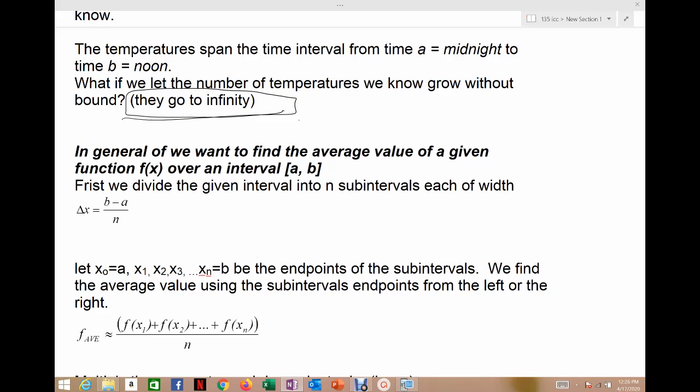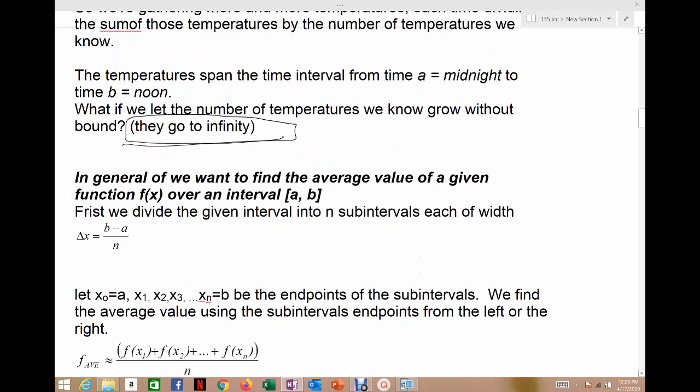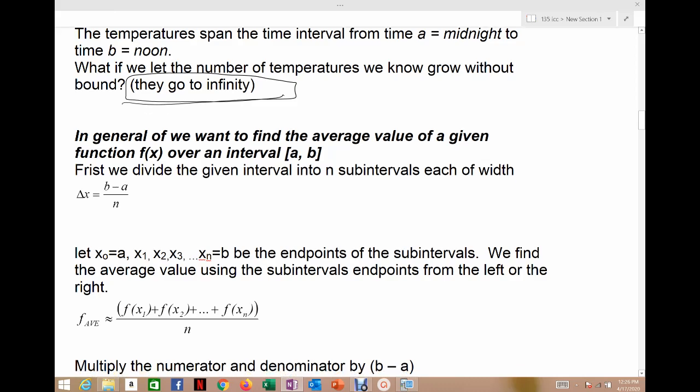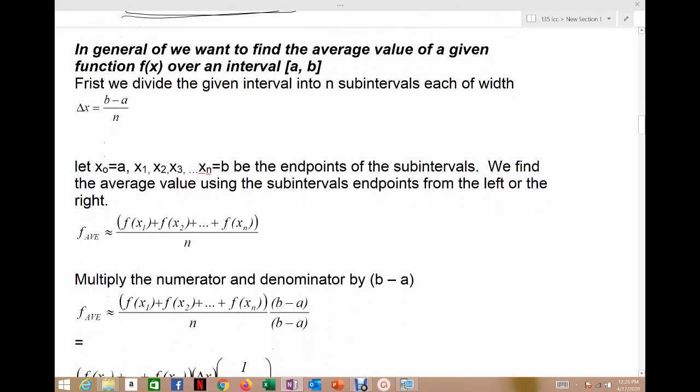All right, that's what we're looking at, a special type of limit when we do that, right? As the limit as our temperatures go to infinity. All right, and so what we're going to do in general is we're going to generalize this. So now looking at it in general.